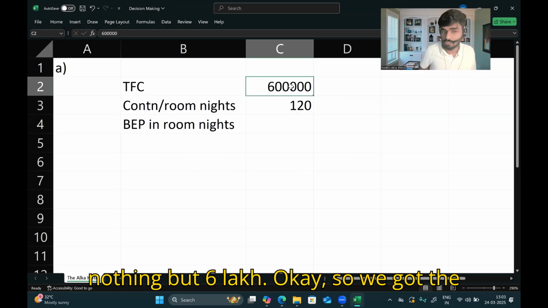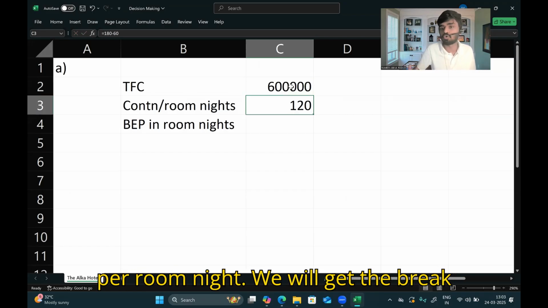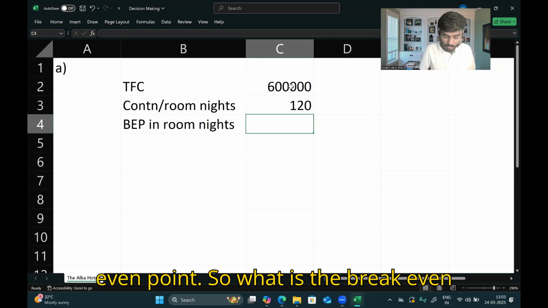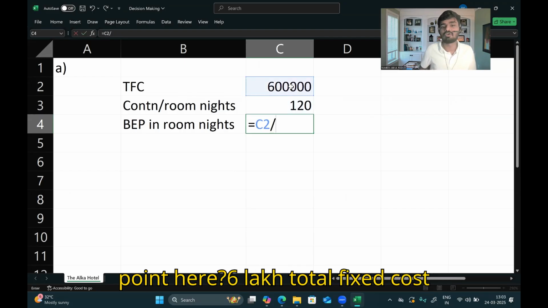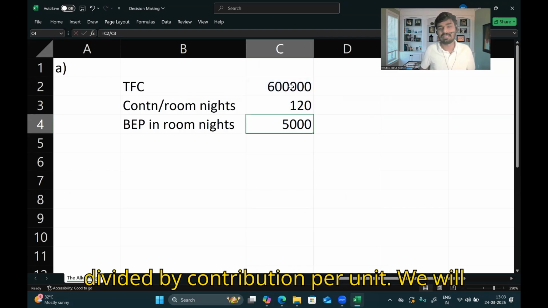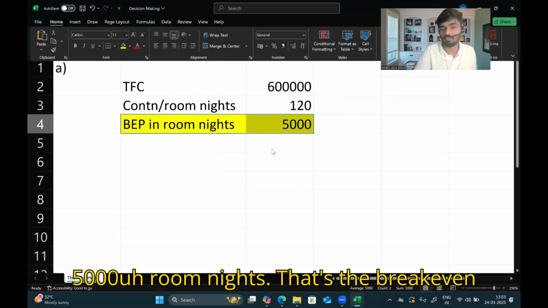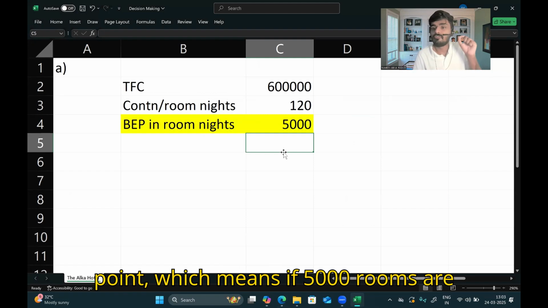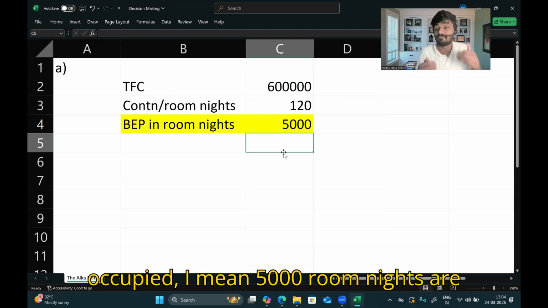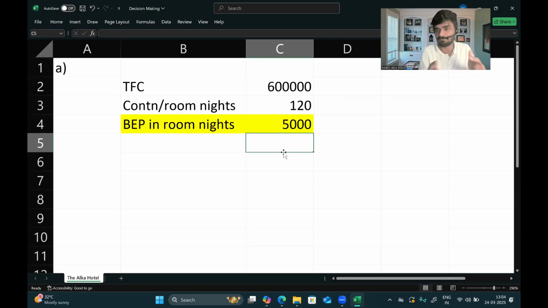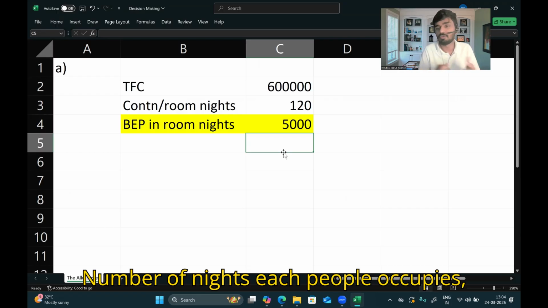So we got the total fixed cost and the contribution per room night, and we will get the break even point. The break even point is 6 lakh total fixed cost divided by contribution per unit. We will get 5,000 room nights. Note it's room nights, not rooms: the number of nights each person occupies.